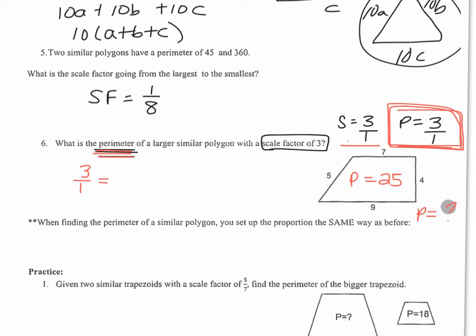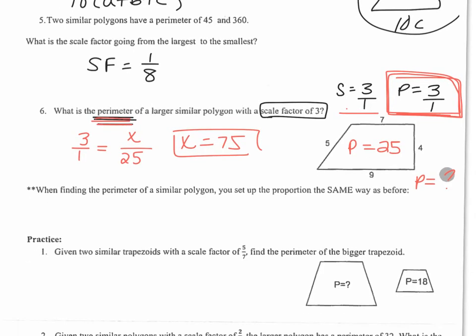Well, this is the smaller shape because it says I want to know the perimeter of the larger shape. So since 25 is the smaller shape, 25 relates to the smaller number in this ratio, which is 1. Since 1 is on the bottom, 25 is going on the bottom. I want to know the perimeter of the big trapezoid, so I put X on the top because the top relates to the bigger number. So now I'm going to cross multiply, so I have X equals 75. So what this means is the perimeter of the larger trapezoid is 75 units.